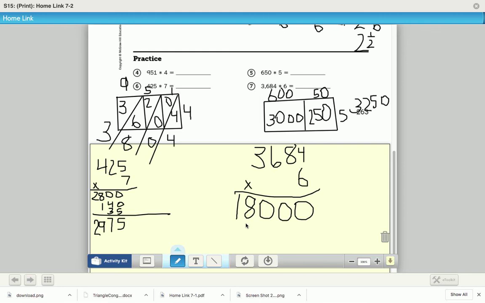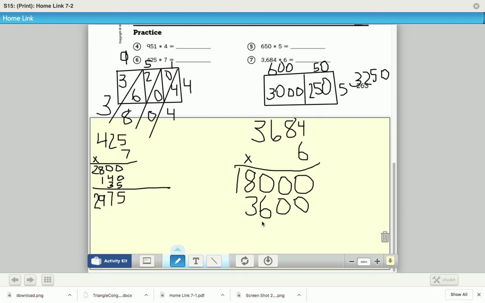600 times 6, 6 times 6 is 36, and it's in the hundreds place, so I have to add 2 zeros after it. Whoops, I made those way too big. 80 times 6 is 480. And then 4 times 6 is 24. I can't write those under there, so I can write a little teeny tiny 4.